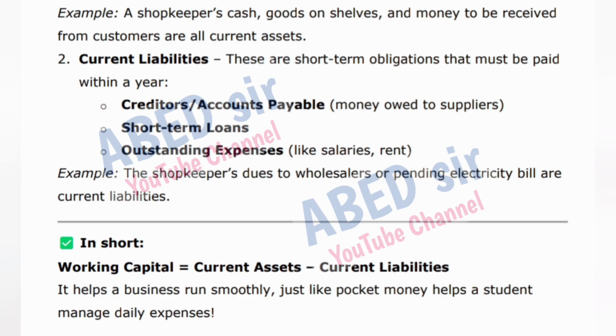2. Current liabilities. These are short-term obligations that must be paid within a year. Creditors, accounts payable, money owed to suppliers. Short-term loans. Outstanding expenses, like salaries, rent. Example, the shopkeeper's dues to wholesalers or pending electricity bill are current liabilities. In short, working capital is equal to current assets minus current liabilities. It helps a business run smoothly, just like pocket money helps a student manage daily expenses.